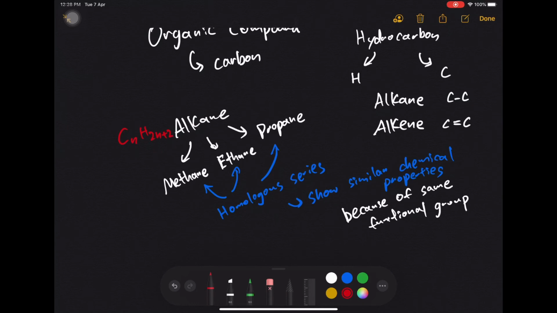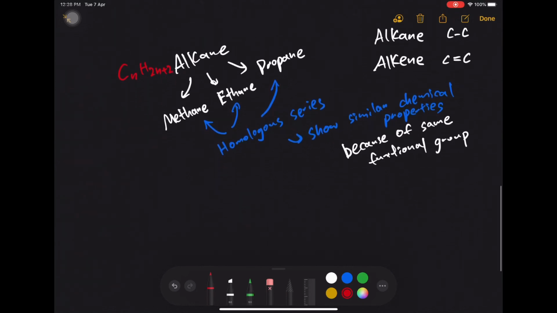physical properties. So let's go straight into the naming of alkane, and I'm going to show you alkane. That will be for this video. I'll just move on to alkane and alkene, and in the next video I'm going to show you alcohol and carboxylic acid. But this is the introduction to your organic chemistry.